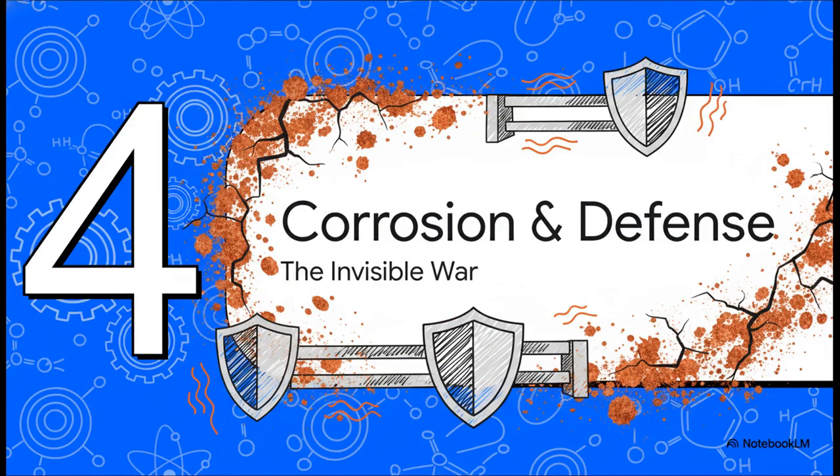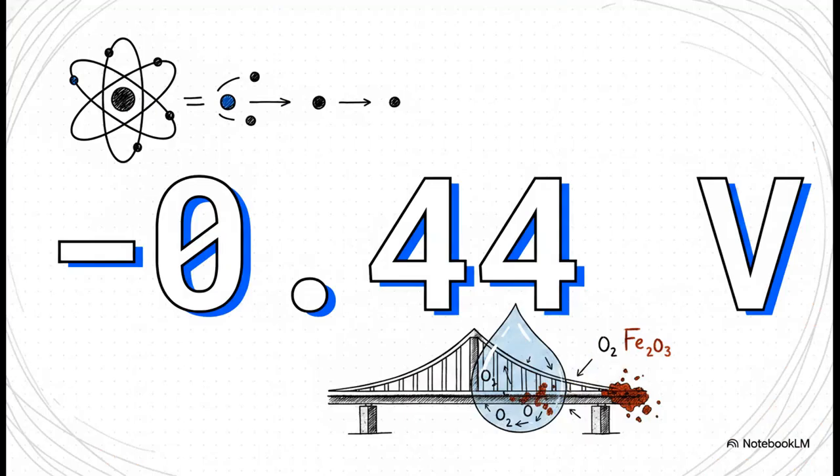Next up is Section 4, Corrosion and Defense, the Invisible War. Of course, thermodynamics is a massive double-edged sword. Take a look at this number, negative 0.44 volts. That is iron's standard reduction potential. In plain English, it means that iron naturally wants to oxidize and surrender its electrons the moment it's exposed to the elements. Literally, a single droplet of water resting on a massive steel bridge acts as a devastating microgalvanic cell.